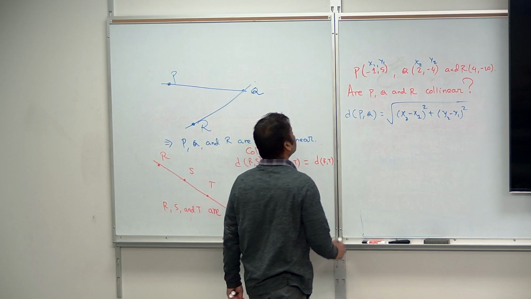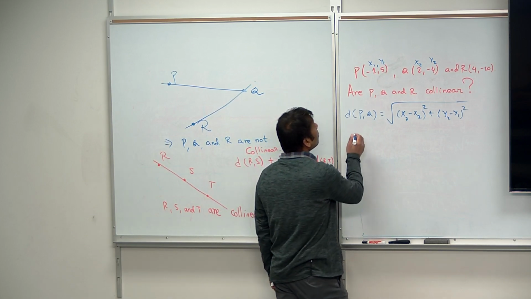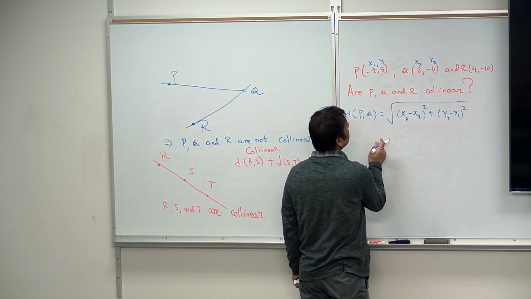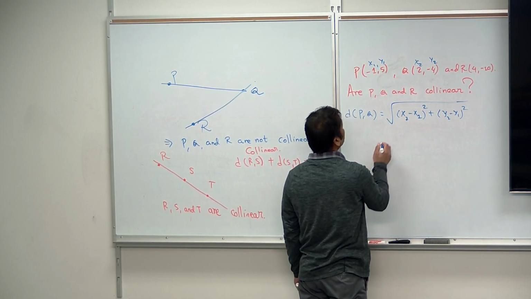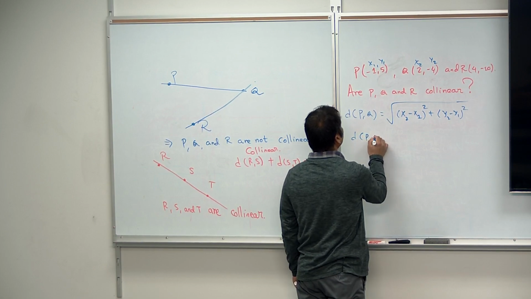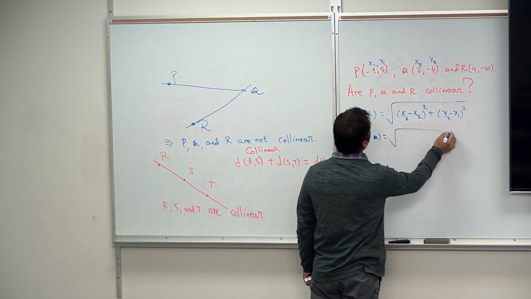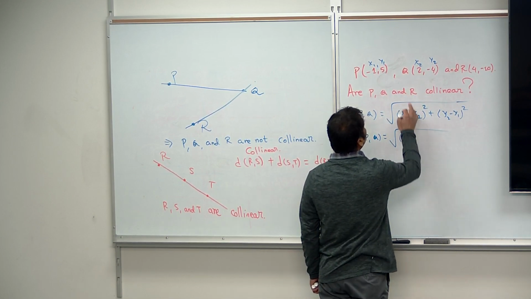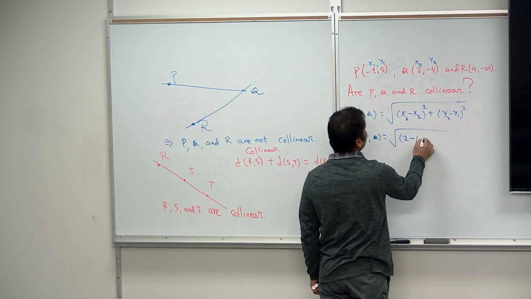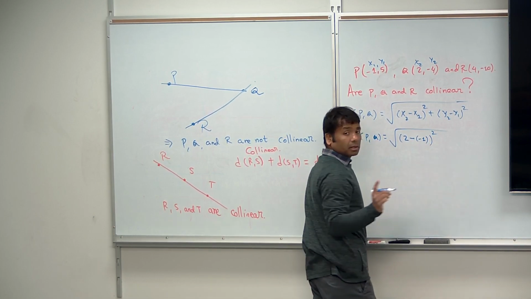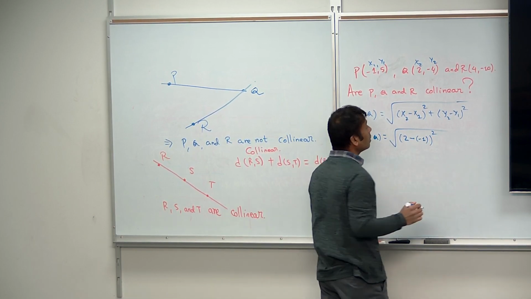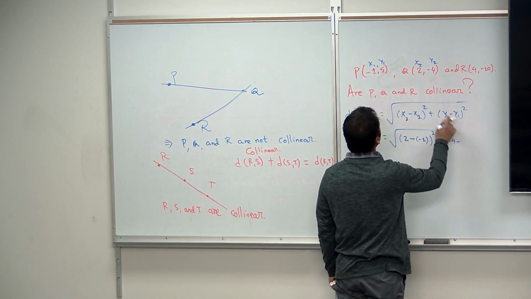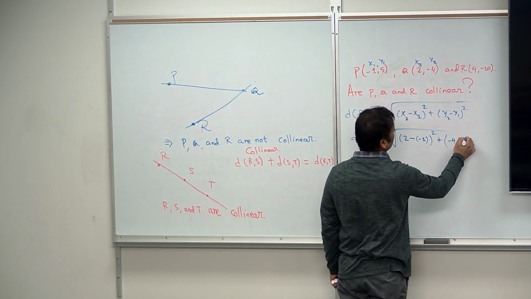So now the distance between P and Q is radical of, what is my x2? This is 2 minus, what is my x1? Negative 1. Are you with me? The square, right? Plus, what is y2? Negative 4 minus, what is your y1? 5.